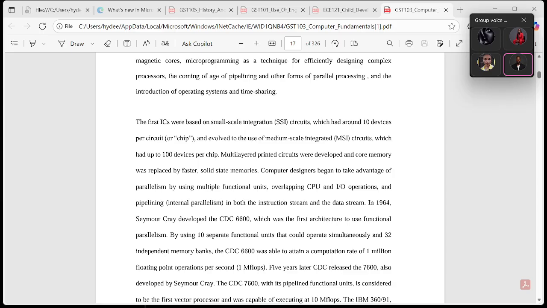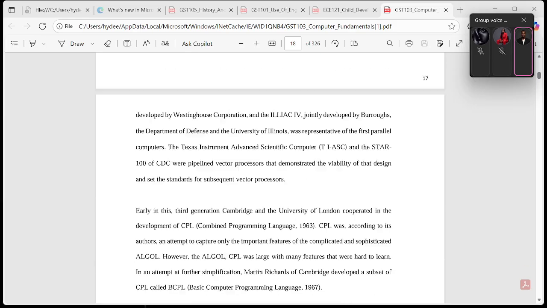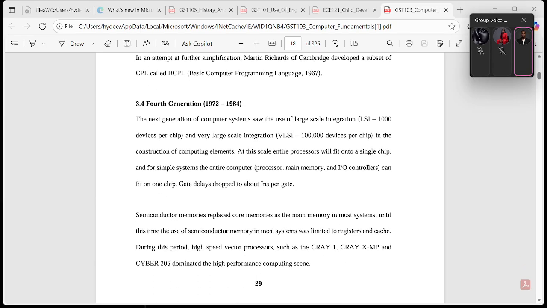Okay. Now the fourth generation, 1972 to 1984.